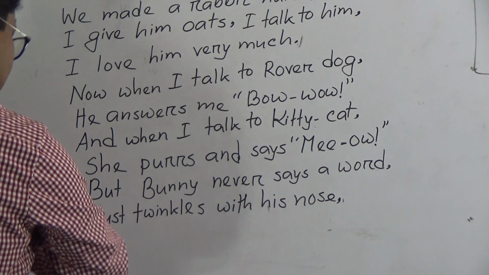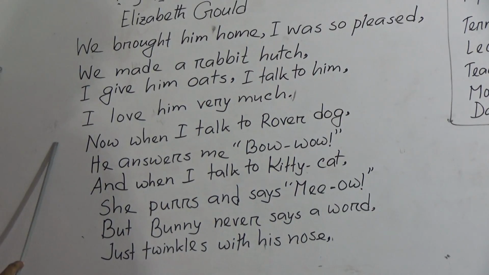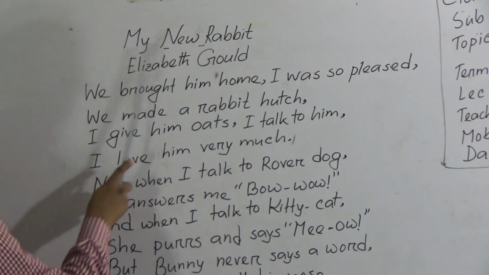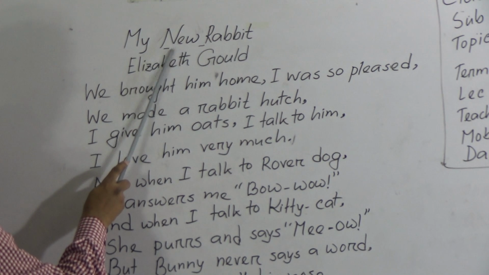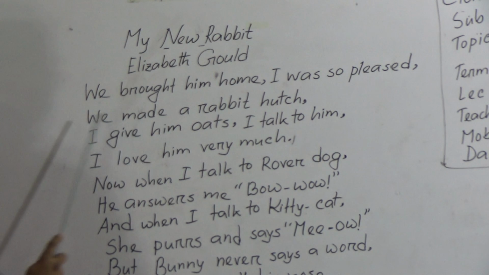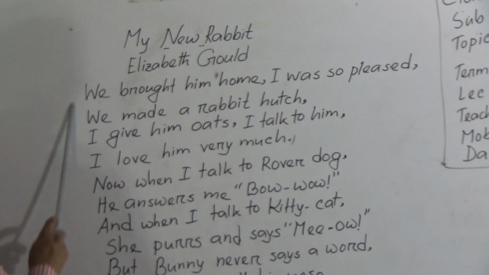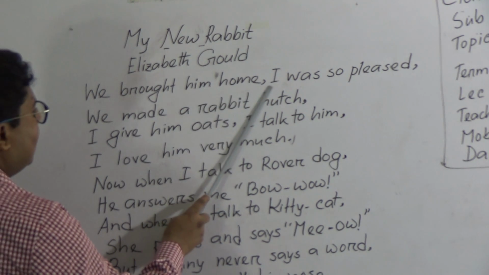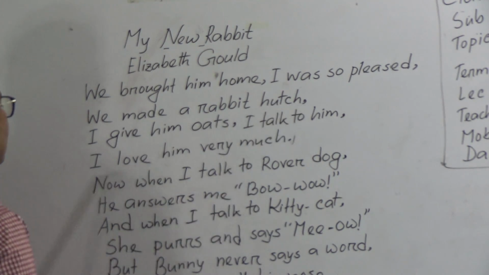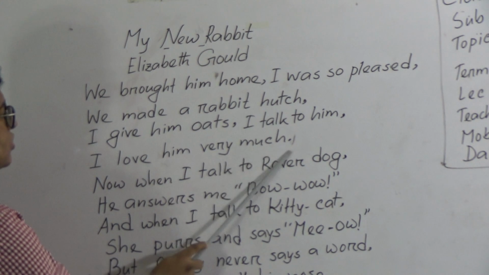Let's read the poem again. We will learn only 10 lines of this poem. First you have to write the title of the poem, My New Rabbit. M will be capital, N will be capital, R will be capital. Then you have to write the poet's name, Elizabeth Gould. As you can see, the first letter of a sentence always will be in capital letter. So we brought him home, comma, I was so pleased, comma, we made a rabbit hutch, comma, I gave him oats, comma, I talked to him, I love him very much, full stop.